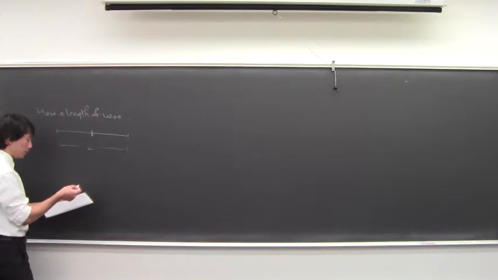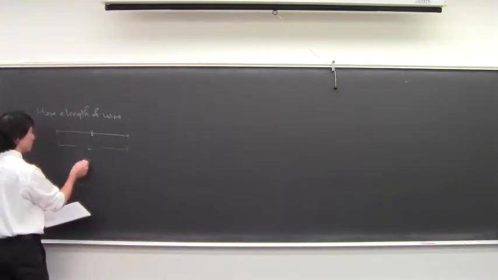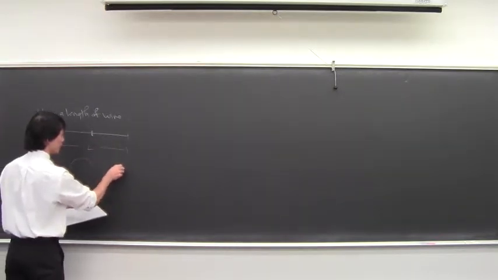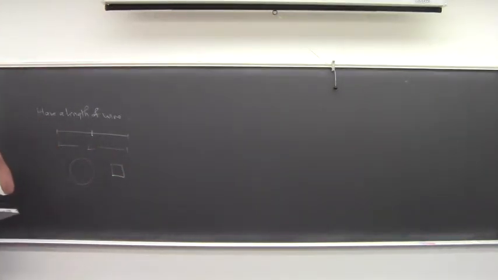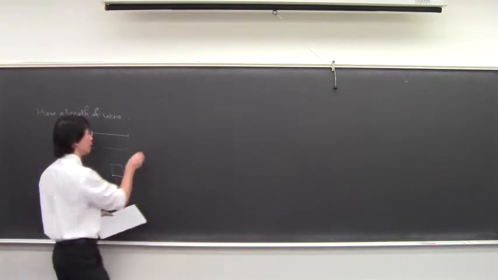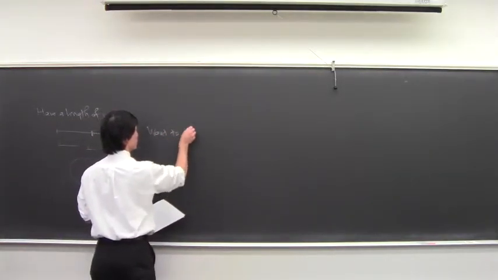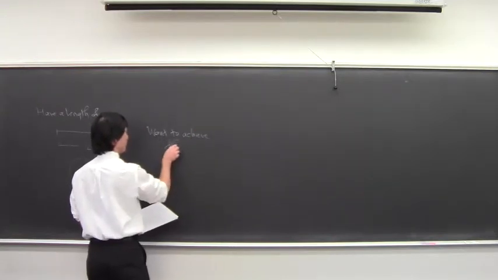You want to use the first piece to make a circle, so it's some length of fence, really. And you want to use the second piece to make a square. And for some reason, you want to achieve the minimum area.